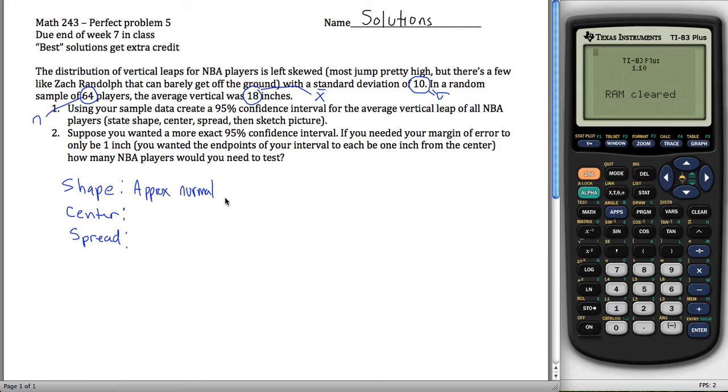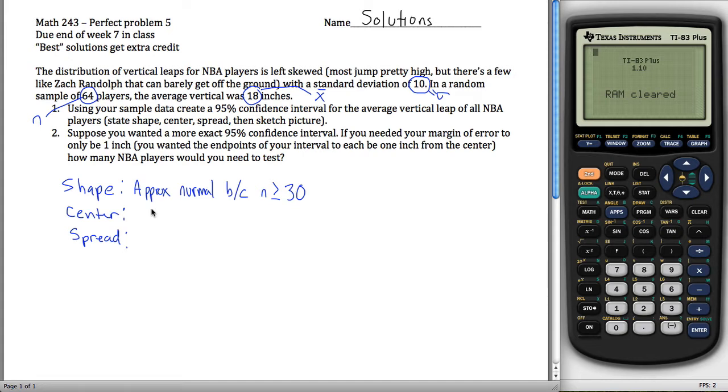So the shape is approximately normal. Why is it approximately normal? Because my value for n is greater than or equal to 30. My value for n is 64. 64 is greater than or equal to 30. This is the central limit theorem here.